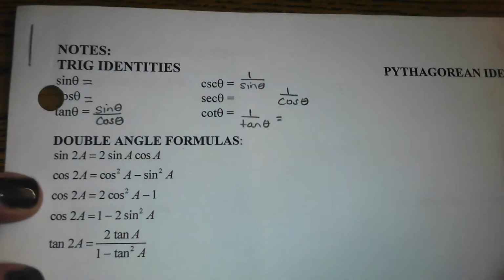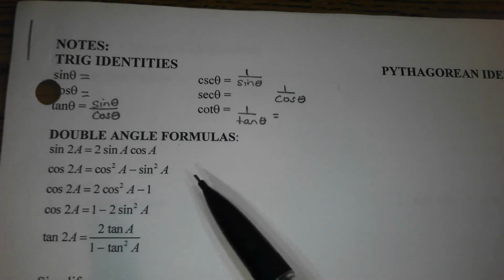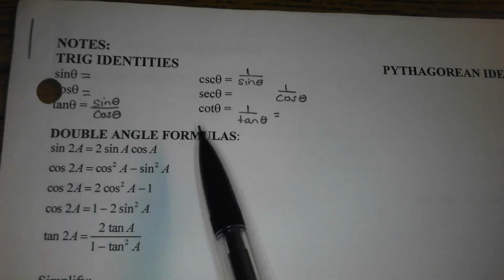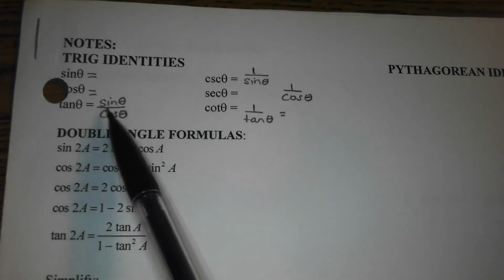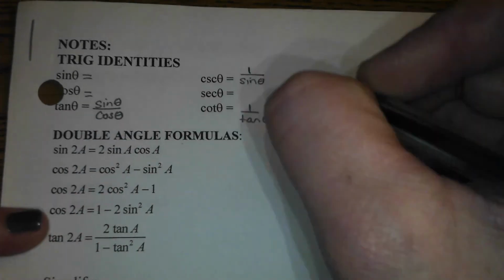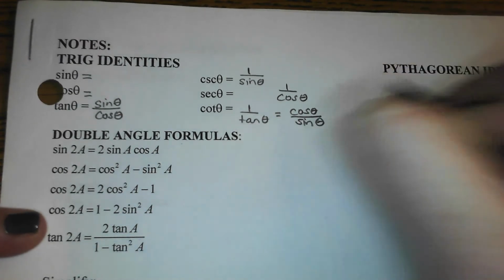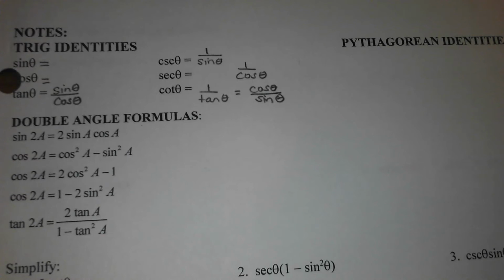1 over something is just like the reciprocal of it. Are you familiar with that? Okay, so another way of taking the reciprocal of tangent is, rather than doing the sine over cosine, cotangent can be cosine over sine. So those are your reciprocal identities, and you'll see us use those today.